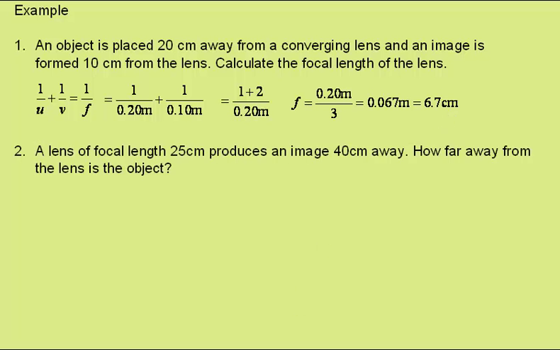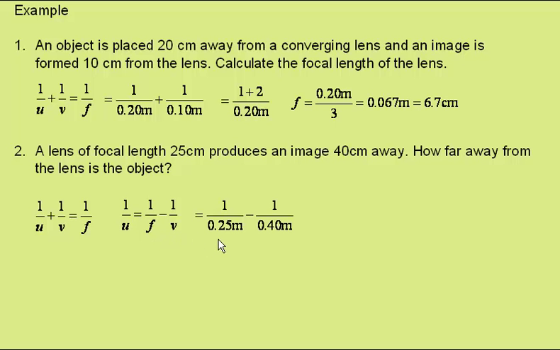Number 2. A lens of focal length 25 centimeters produces an image 40 centimeters away. How far away from the lens is the object? Well, again using the lens equation, it's now u we want to find. So 1 over u is equal to 1 over f minus 1 over v. Putting in the numbers, then using a common denominator of 2 meters with 8 minus 5 gives u as 2 meters over 3, which is 0.67 meters or 67 centimeters.